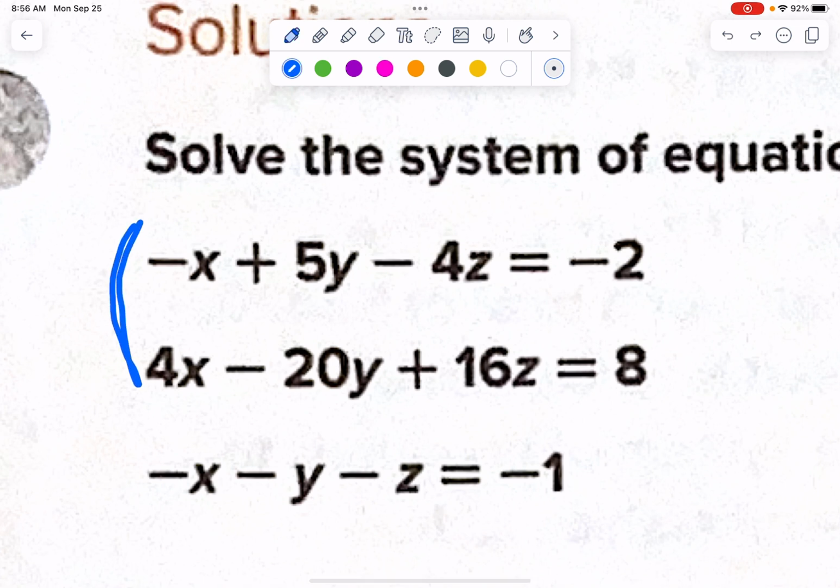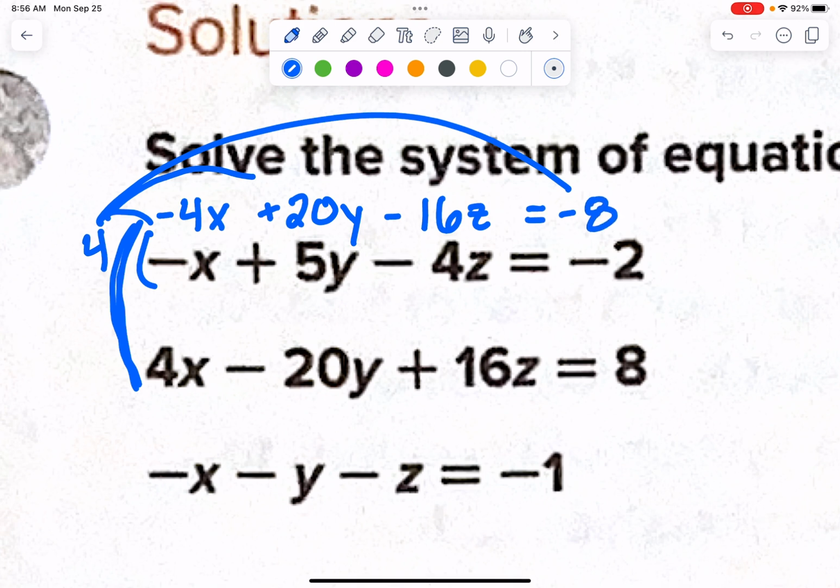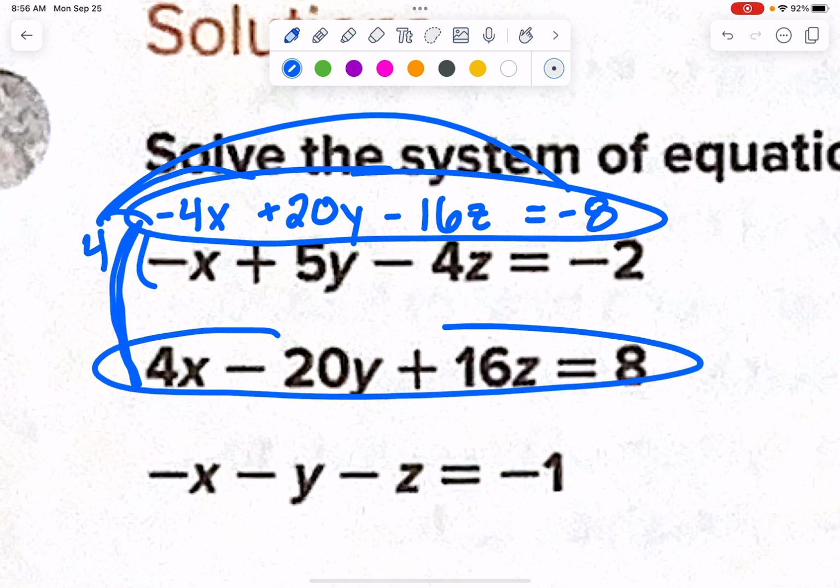If we're going to combine these top two equations, I would have to just multiply this first one by 4, right? And that would make him negative 4x, and then these two will cancel, right? Okay, so let's just do that. 4 times negative x is negative 4x. 4 times 5y is going to be positive 20y. And then 4 times negative 4z is going to be negative 16z equals 4 times negative 2 is negative 8. Okay? Now, I'm going to combine that one with the middle one.